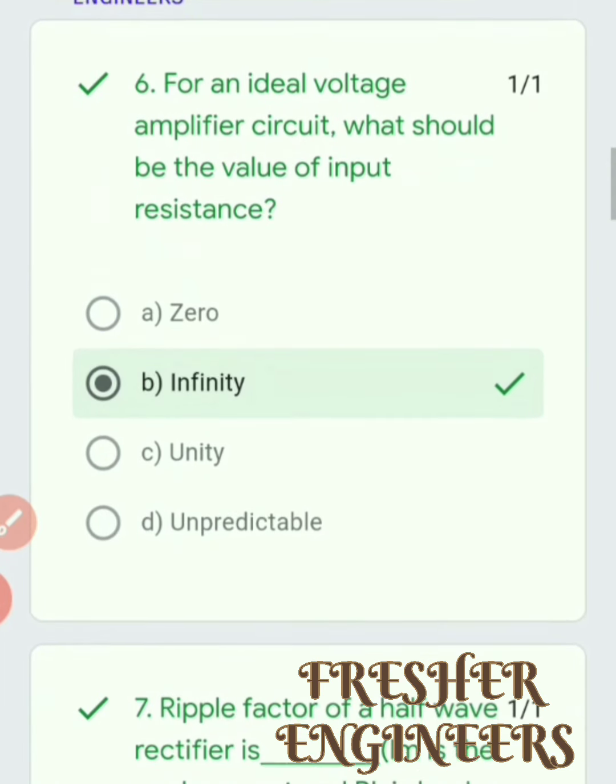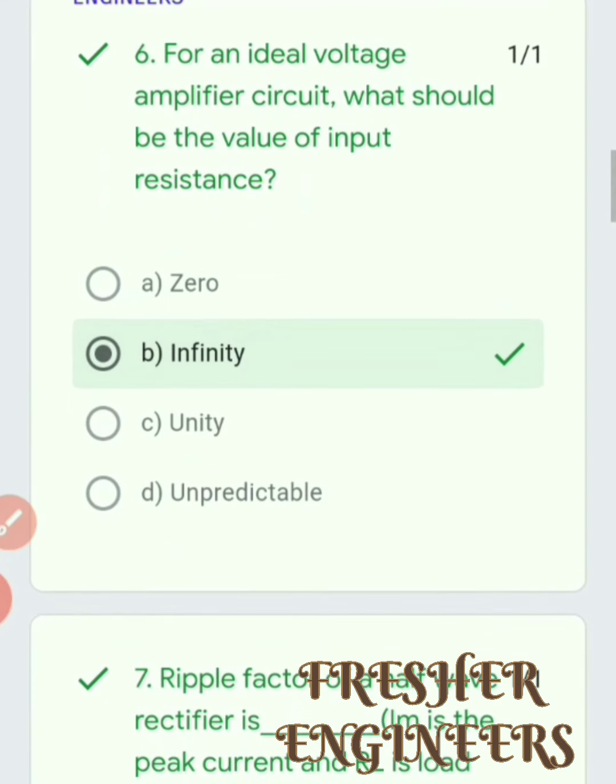For an ideal voltage amplifier circuit, what should be the value of input resistance? It is equal to infinity. Hence, the correct option is B.